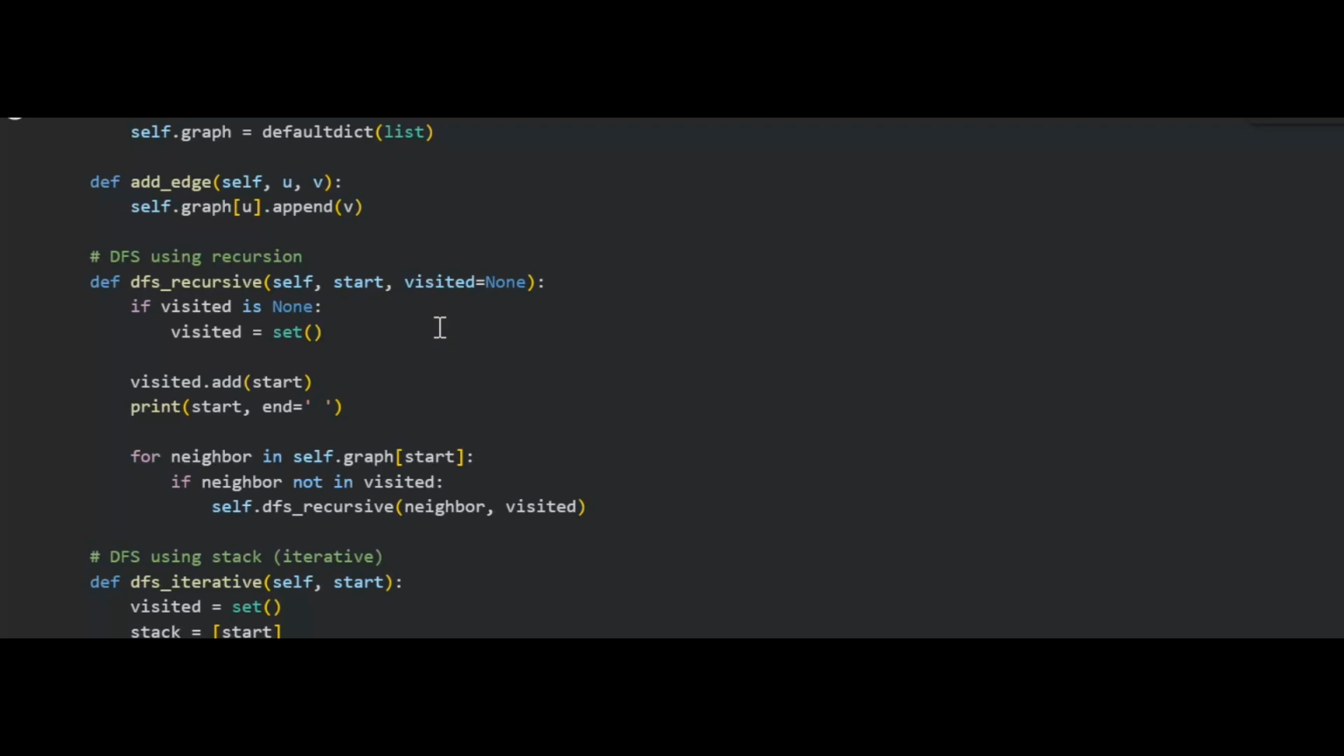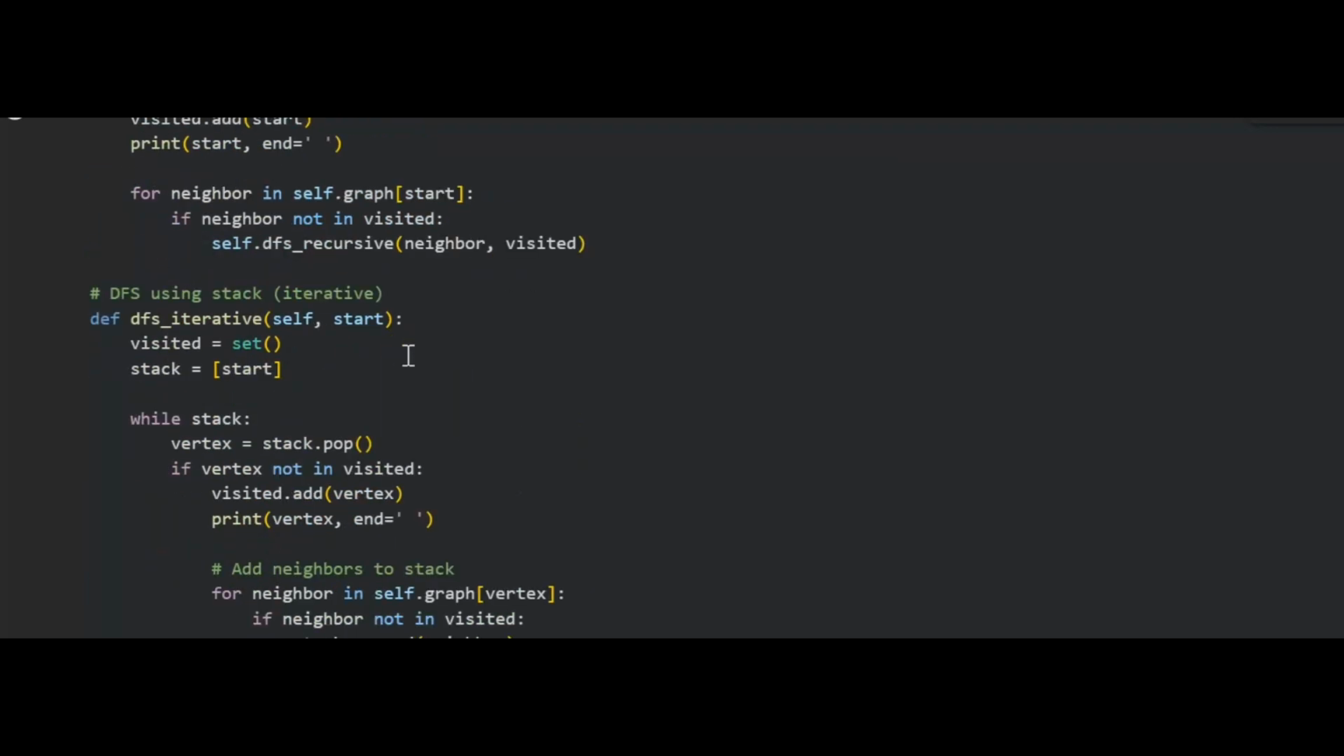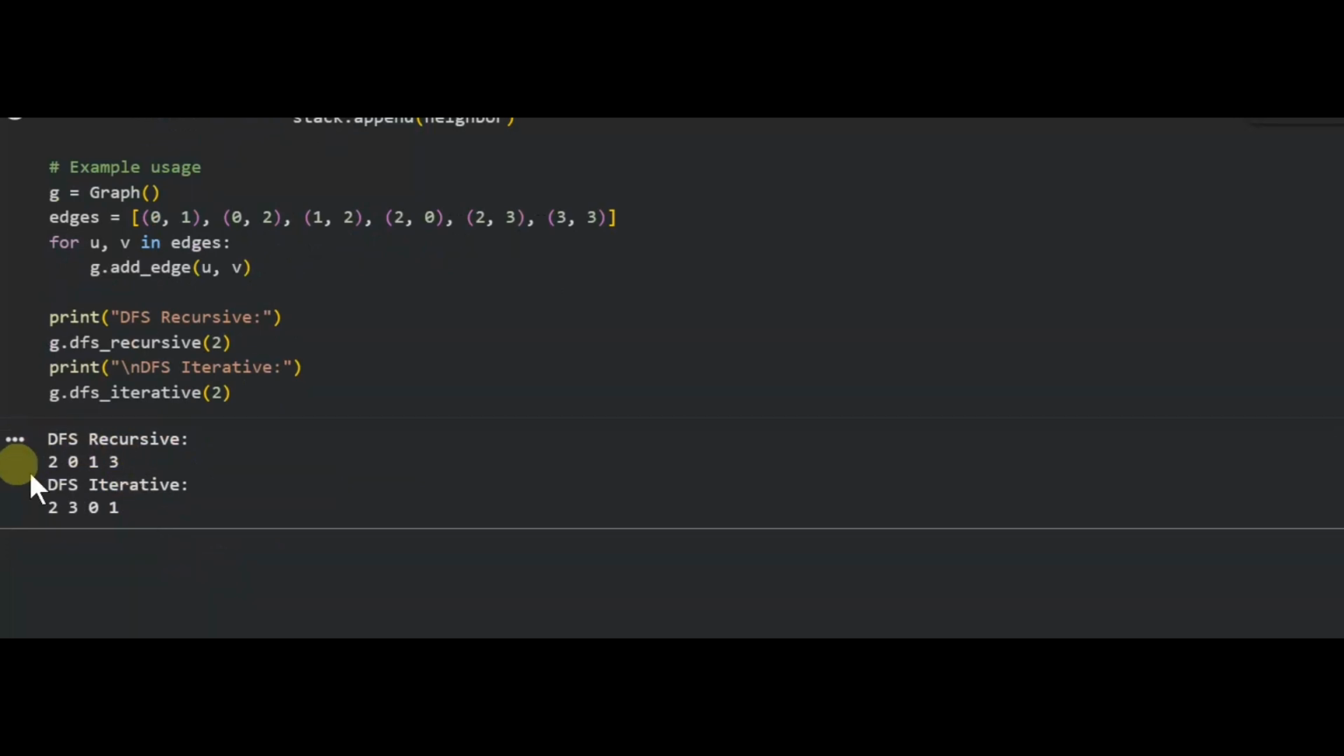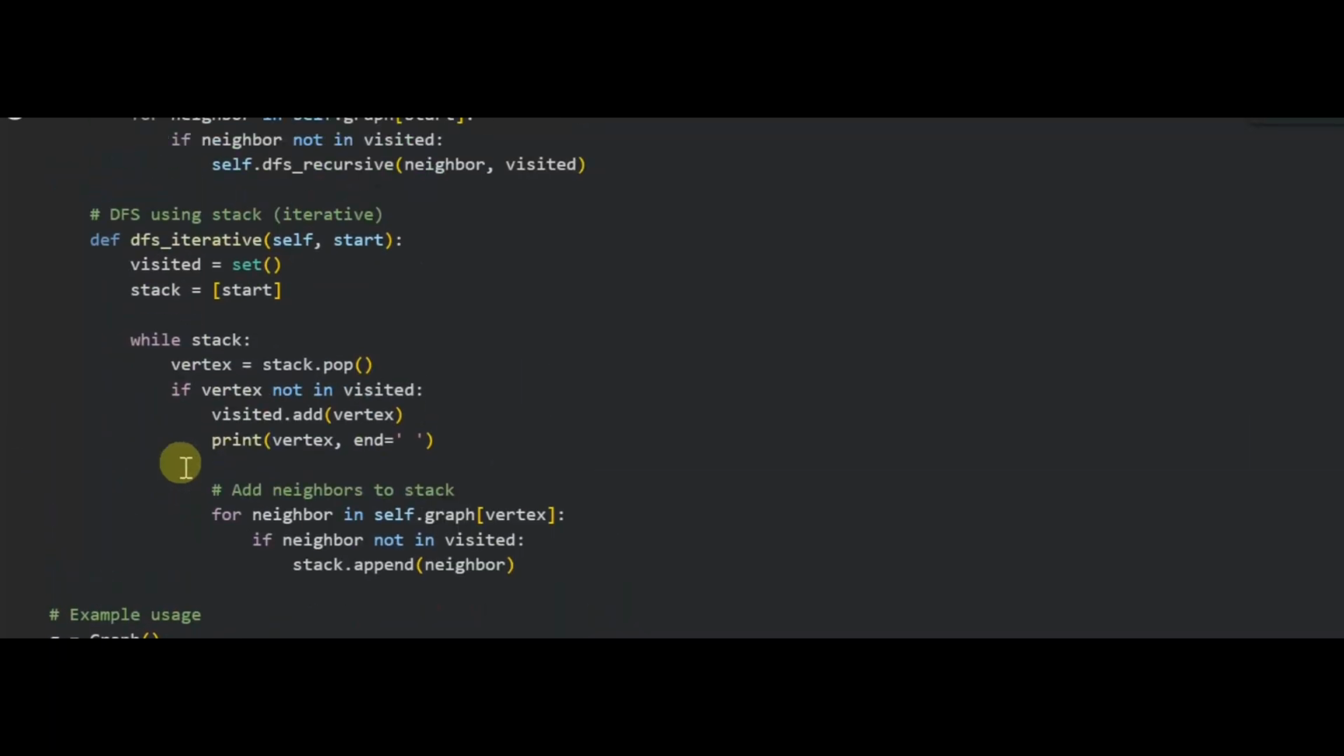It starts at vertex 2, visits it, then recursively explores its first unvisited neighbor, continuing going deeper until reaching a dead end. Then it backtracks. Its output is, as you can see, 2 0 1 3 over here.